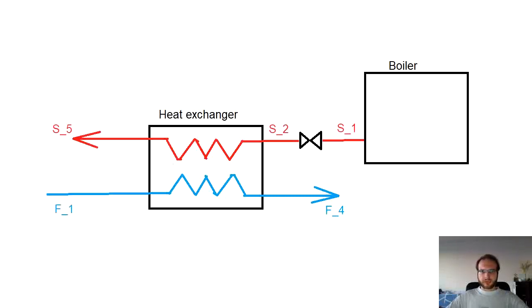The process flow diagram for our problem is shown here. We have the boiler, which prepares saturated steam denoted as S1, which then goes through some steam line before it's throttled in this throttling valve to the point S2 at the beginning of the heat exchanger. Then the outlet of the heat exchanger is noted as S5. We will see later on what the points S3 and S4 are. Then the working fluid, which is heated up, is denoted as F1 at the entry of the heat exchanger, and F4 at the outlet.